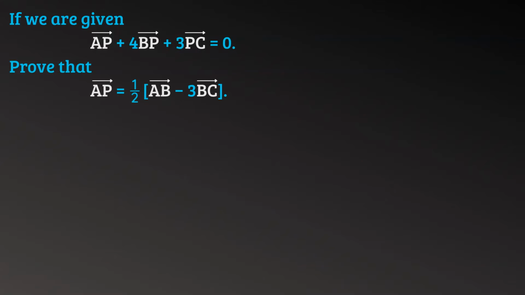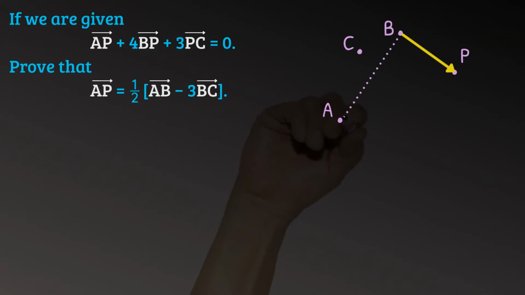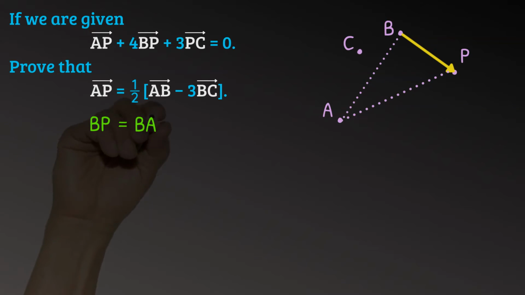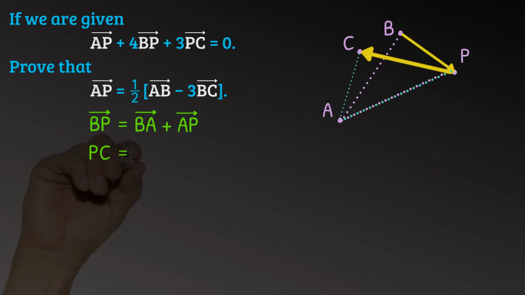Now for the next question, we're given one expression and we're asked to prove the second expression. Now we don't know where any of the points A, B, C or P are. However, if we treat A as the origin, we can find alternative expressions for some of the vectors. For instance, we want to find another way to write the vector BP. Well, if we use A as the origin, we can say BP is equivalent to BA plus AP. And likewise, we want to find another way to write PC. And we can say PC is equal to PA plus AC.